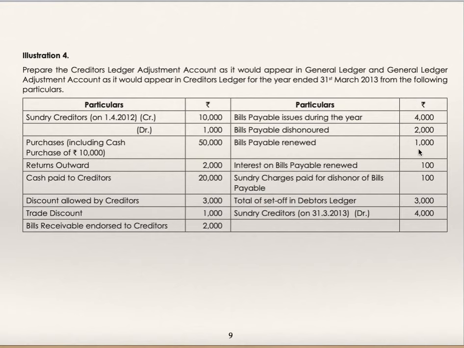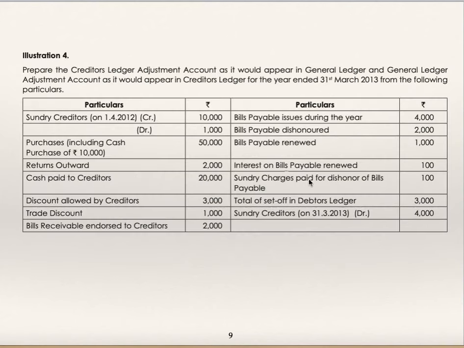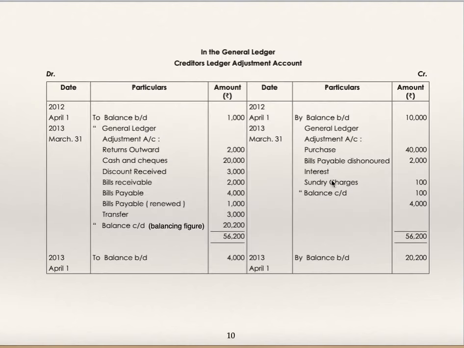Bills payable renewed, this is to be debited. Bills payable dishonored and bills payable renewed. Interest on bills payable renewed 100. Sundry charges paid for dishonor of bills payable. Because of this, creditors balance will increase. So this is to be credited. Sundry charges and interest both are to be credited.